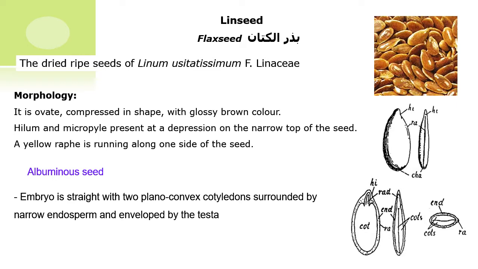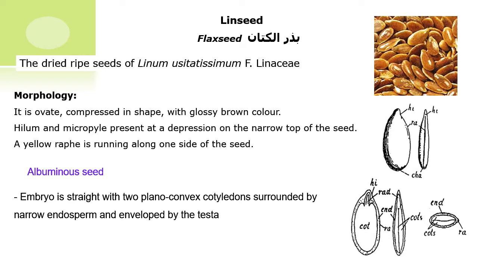In the narrow end of the seed there is a depression in which the micropyle and hilum are situated. There is a yellow ridge running from one side to the other in the seed with yellow color. Longitudinal section in the seed perpendicular to the surface, showing two cotyledons and apical radicle in the small part of the seed. It is a type of straight embryo.